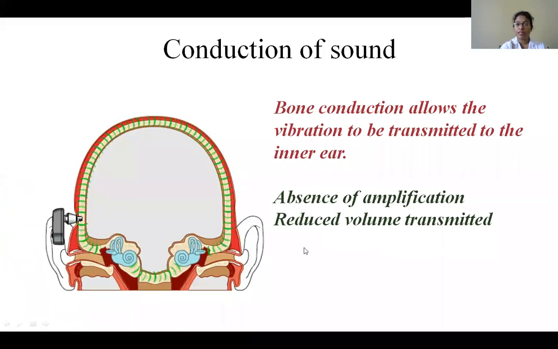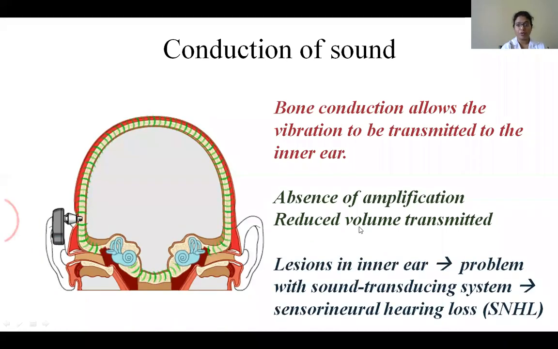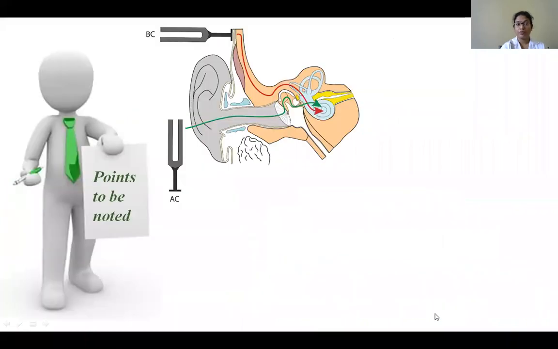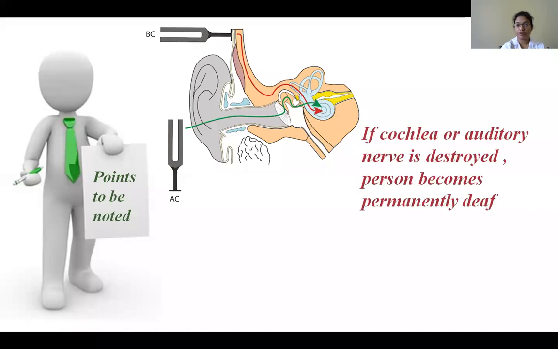Whereas in the bone conduction, the volume is less. So if there is a lesion in the inner ear, there will be a problem in the sound transducing system, that is, conversion of the mechanical energy into electrical energy. So that phase is affected. So this type of lesion is known as sensory neural hearing loss. So two things which are to be always kept in mind before you do the tuning fork test.